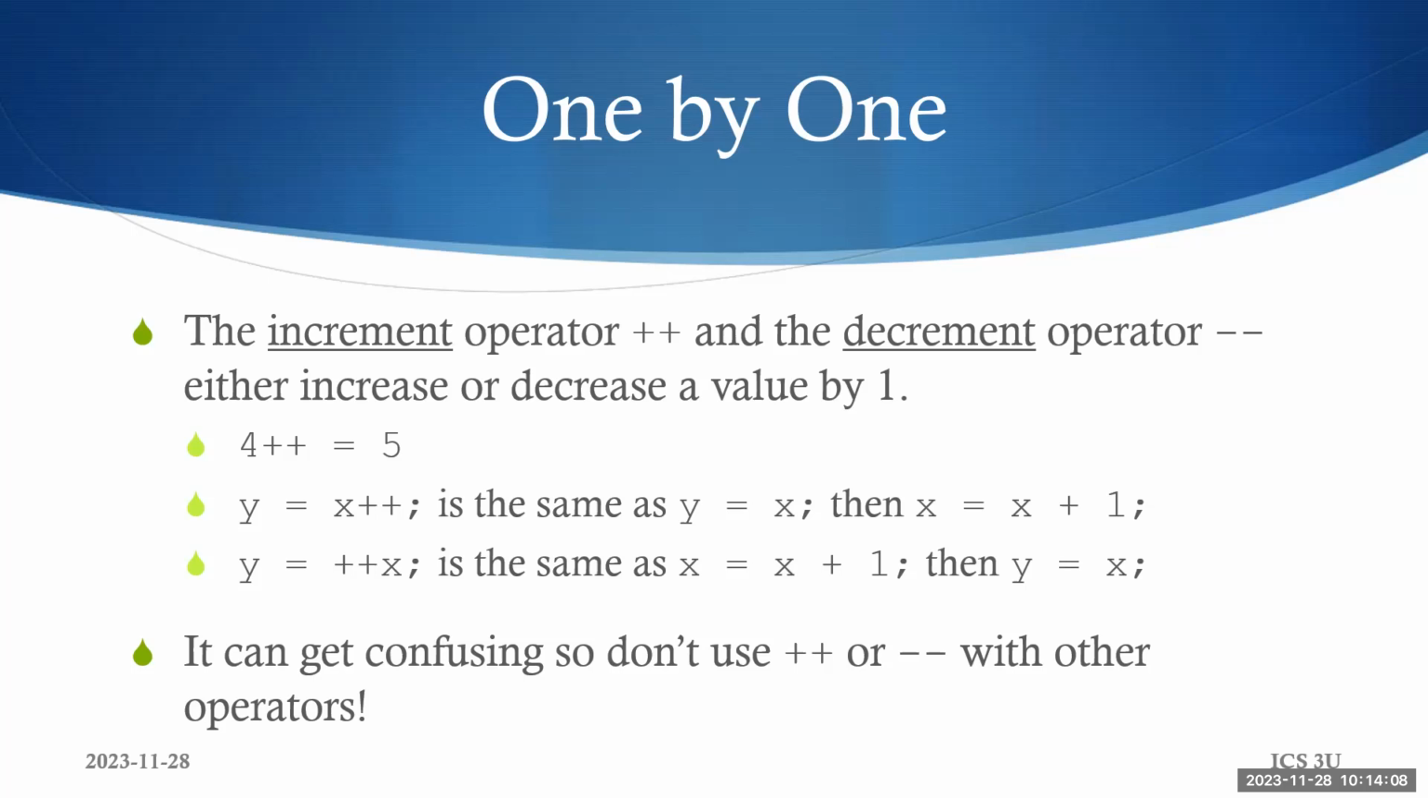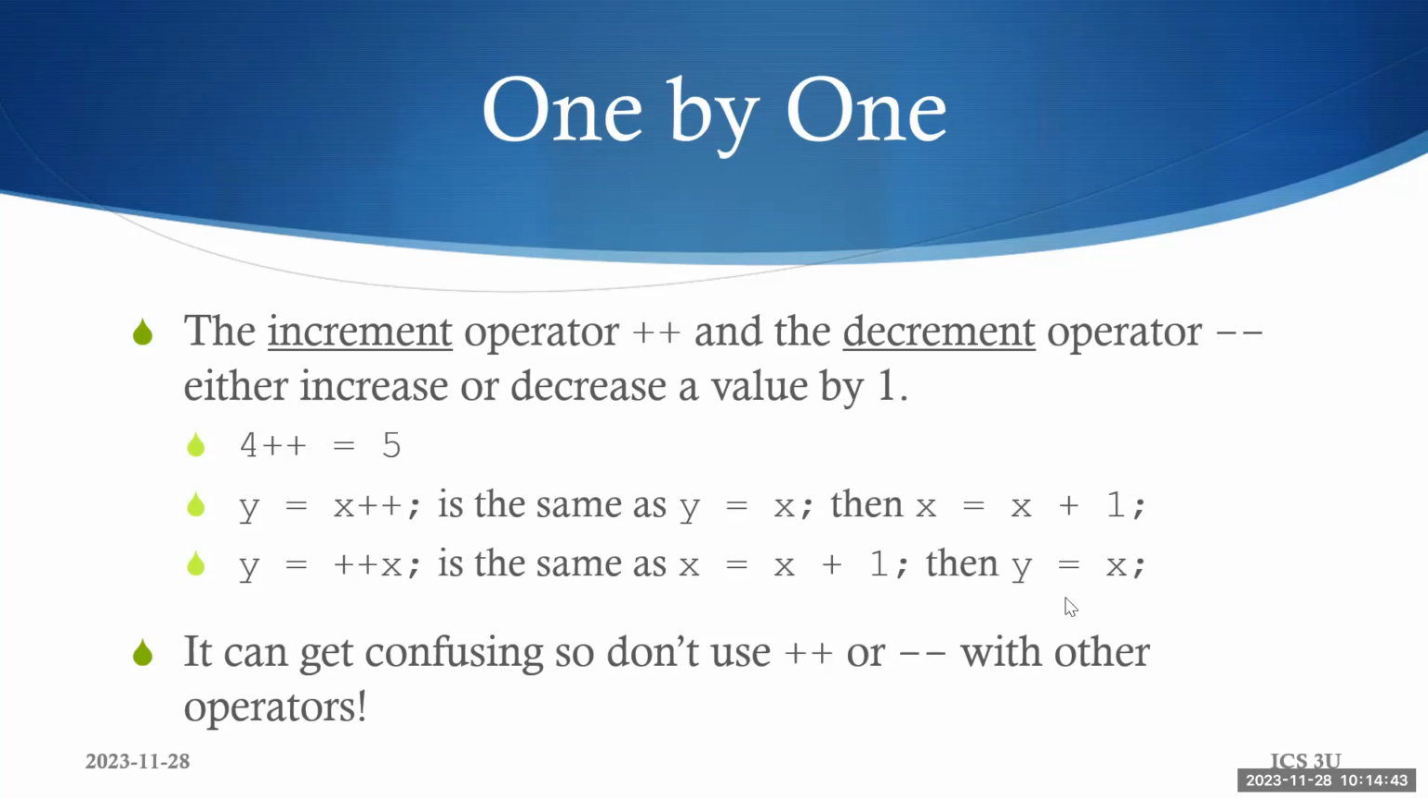Here's where it can get confusing though, and we talked a little bit about this in the past. So here we have y equals x plus plus. What this means is that whatever value x is, we're going to assign that to y first. And then we're going to add 1 to x, and that will become the new value of x. Whereas with plus plus x, you're going to add 1 to x first, and then whatever value x is gets assigned to y.